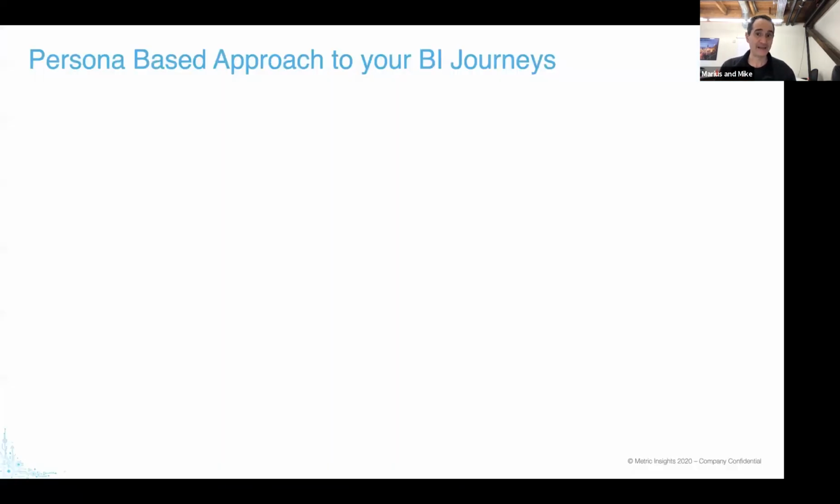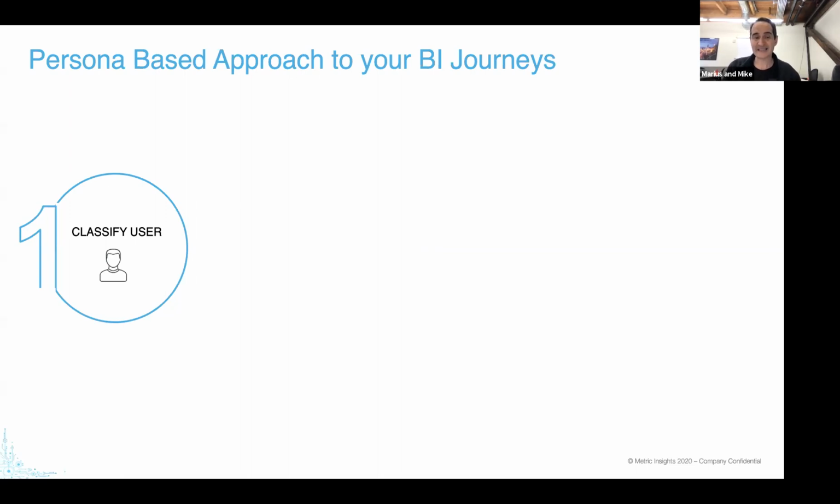So how do we do that? Let's look at how we would take a persona-based approach and apply it to a BI journey, because it's a little different than what you might have on your phone when you're doing ride sharing. So we would break this problem down into 4 different steps. The first step is to understand and classify the user persona, understand their relationship with data, how they interact with it, how they use it.